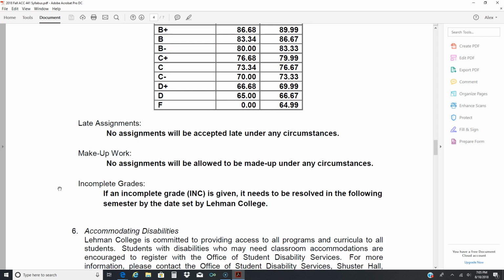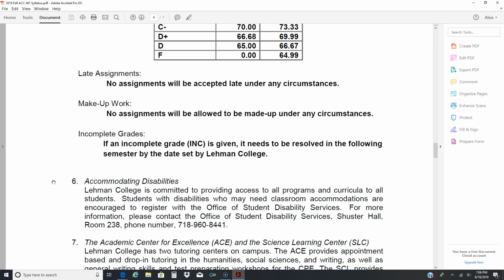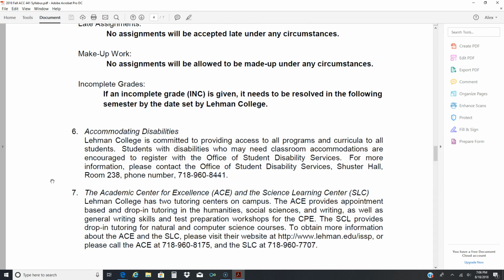Incomplete grades. If an incomplete grade is given, it needs to be resolved in the following semester by the date set forth by Lehman College. Students need to follow up with the instructor to arrange to take up whatever makeup assignments they need to resolve the incomplete grade. Over here we have in bullet point 6, if you have any sort of learning disability, please make sure to contact the Office of Student Disability Services located in Schuster Hall.